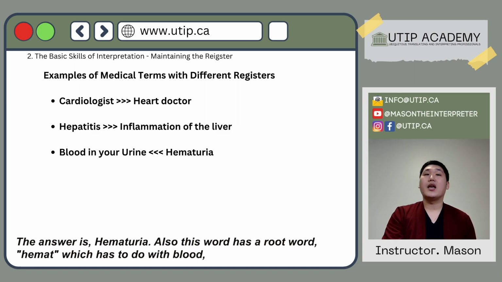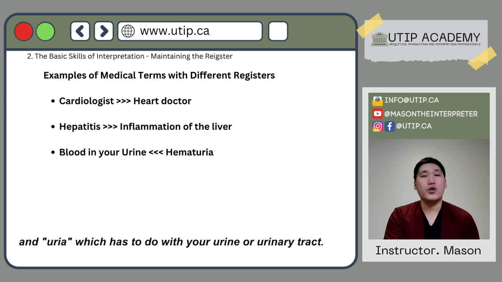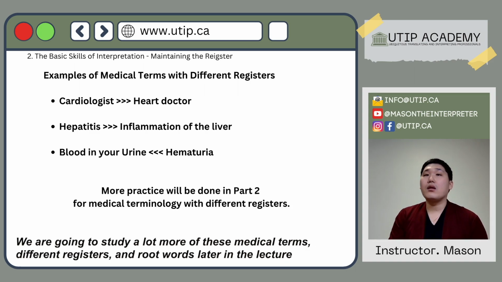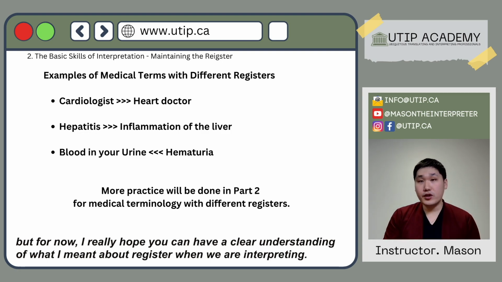The answer is hematuria. Also, this word has a root word hemat, which has to do with blood, and uria, which has to do with your urine or urinary tract. We are going to study a lot more of these medical terms, different registers, and root words later in the lecture. But for now, I really hope you can have a clear understanding of what I meant about register when we're interpreting.